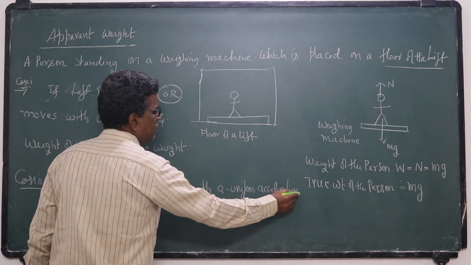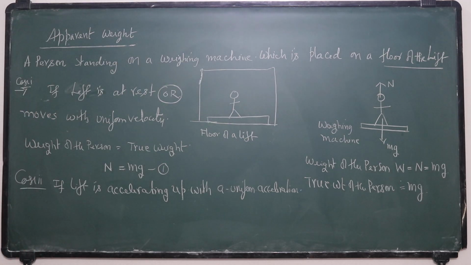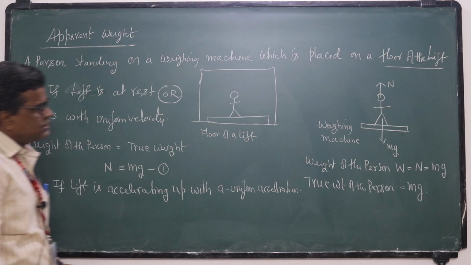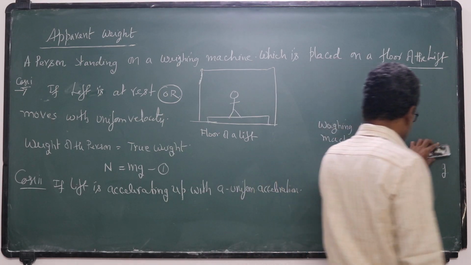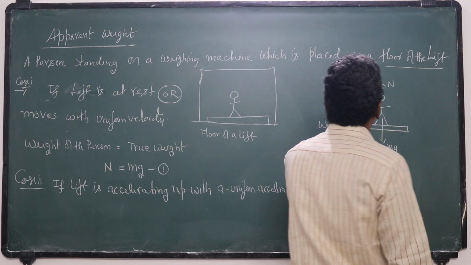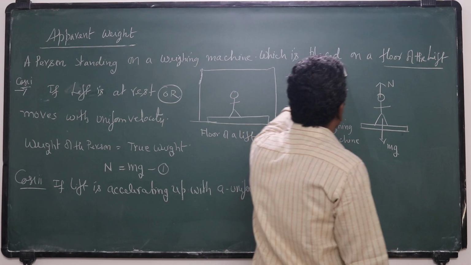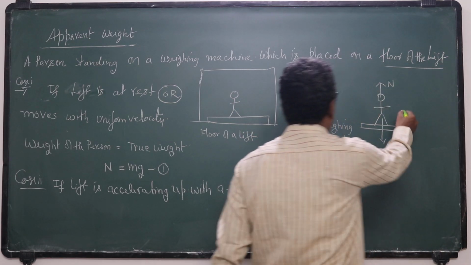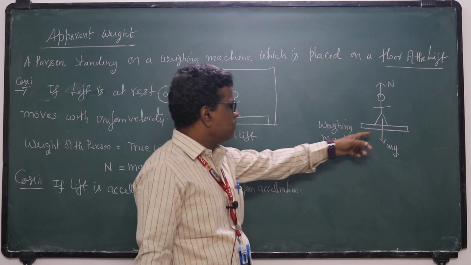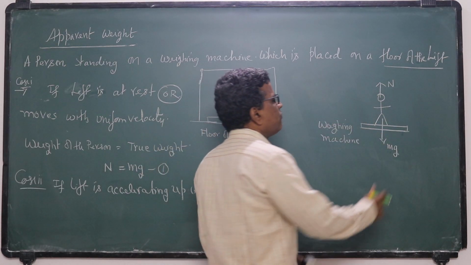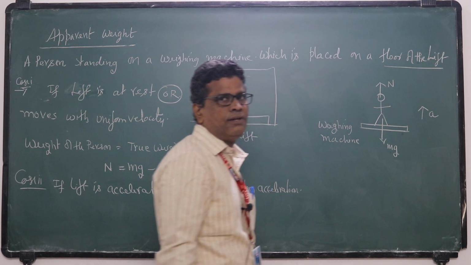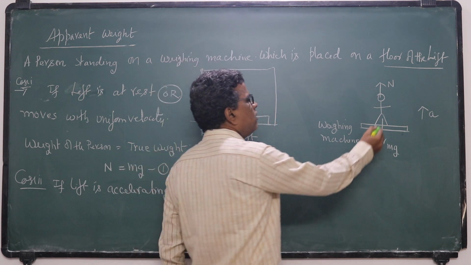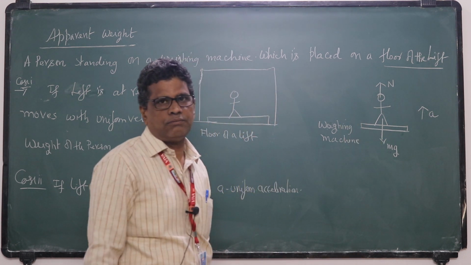Okay, let it be a. Now, what are the forces acting on this person? Now, see, I will take this one. Okay, so let us assume this is case 2. Suppose this is the floor of the lift and it is accelerating up with acceleration a. Now, what are the forces acting on this person?